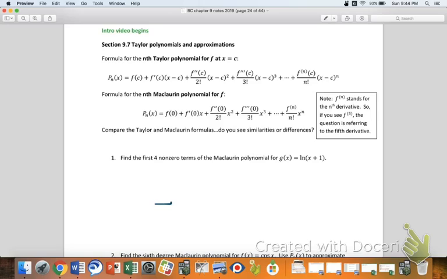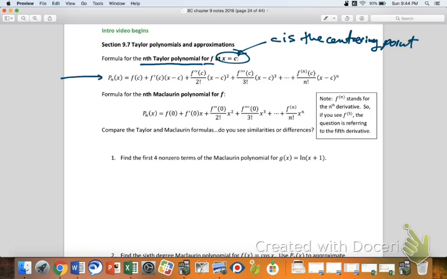So here is how you do it. It's actually a pretty straightforward pattern as to how we construct these Taylor and Maclaurin polynomials. This is for the nth Taylor polynomial for f at x equals c. We're going to say that c is the centering point. And if we think back to that Taylor polynomial that we found earlier this year, our centering point was 0. The truth is the centering point can be just about anything we want it to be.